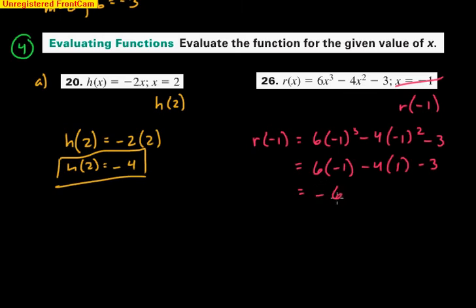Do the multiplications. This is negative 6. That's minus 4 minus 3. Left to right. Negative 6 minus 4 is negative 10. Negative 10 minus 3 is negative 13. And there's r of negative 1. It's negative 13.